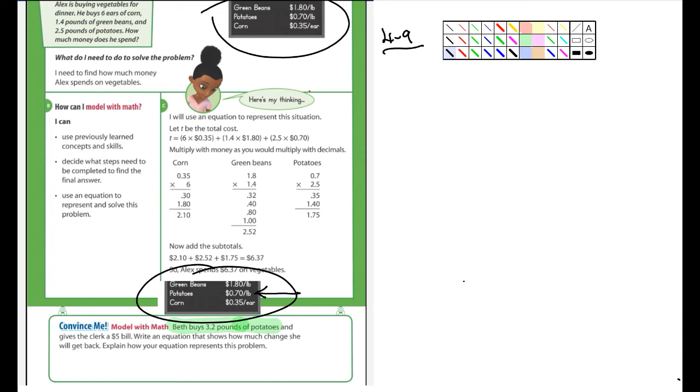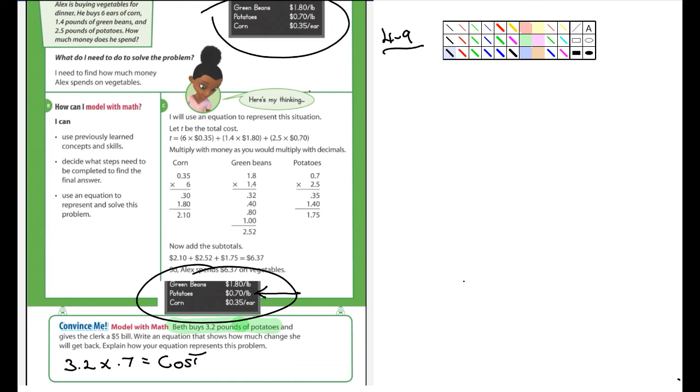So, how much change would she get back? Well, first you need to figure out how much she spent. So it's going to be 3.2 times 0.7 equals, that's how much everything is going to cost her. And I'll just write down C, or C for cost. That'll be how much money she'll spend.